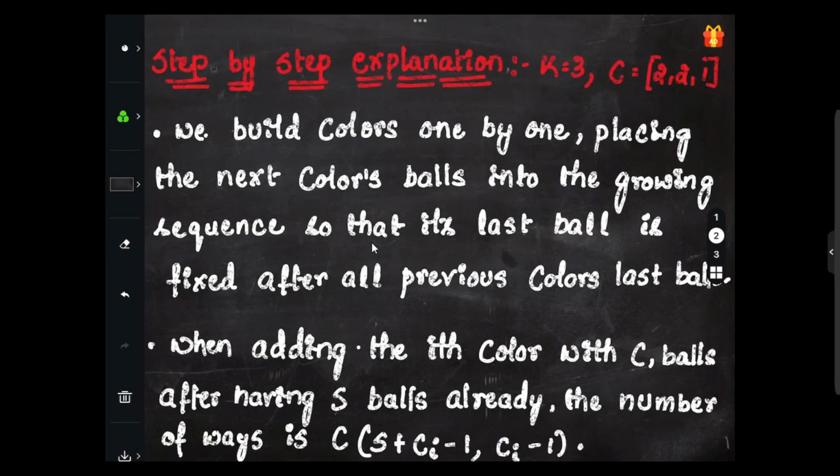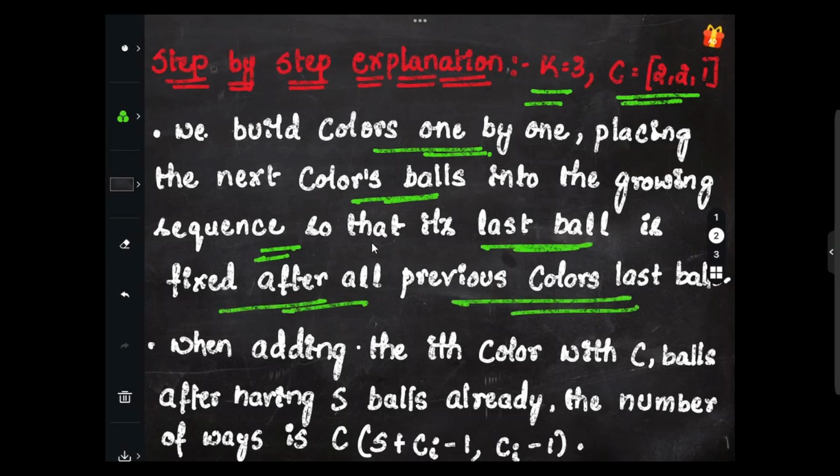First we will build the colors one by one. So we have K colors, right? We have considered K equals 3, and C equals 2 1. So we will build colors one by one, placing the next color's balls into the growing sequence, so just keep this in mind. We'll build colors one by one, placing the next color's balls into the growing sequence so that its last ball is fixed after all the previous colors' last balls, right? So this is simple.